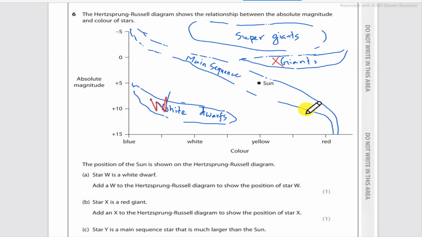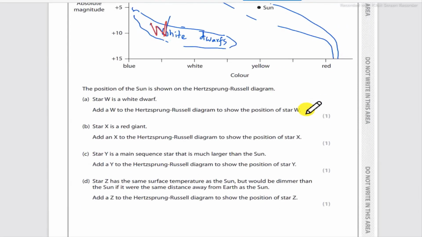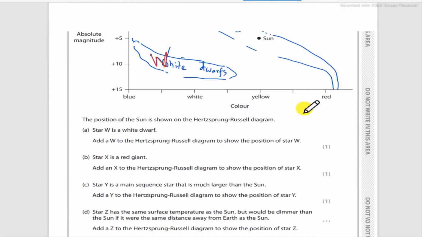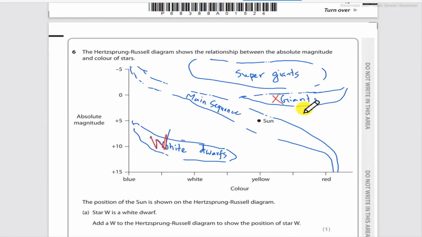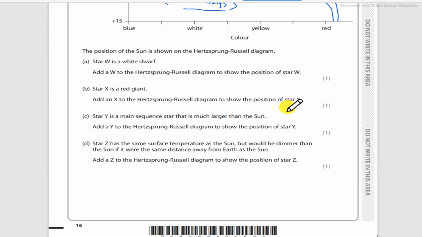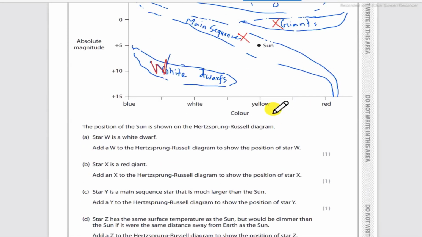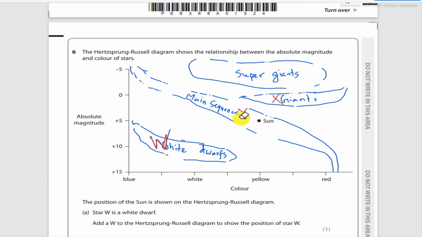Star Y is a main sequence star that is much larger than the sun. Sorry, Y. This Y.